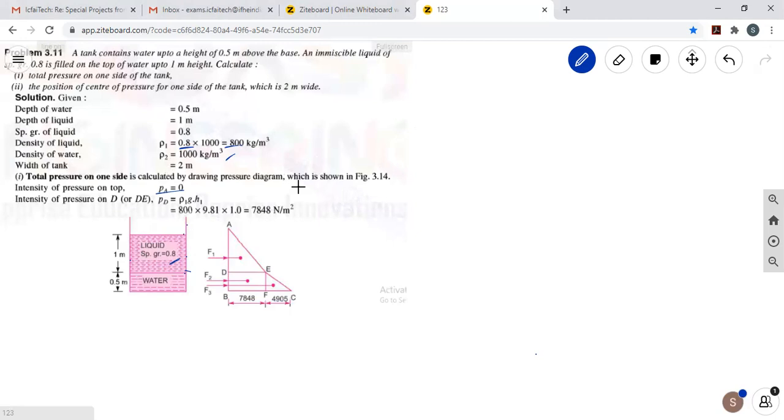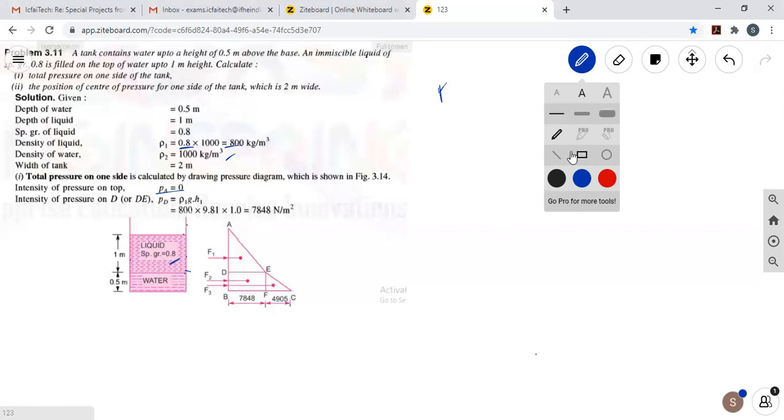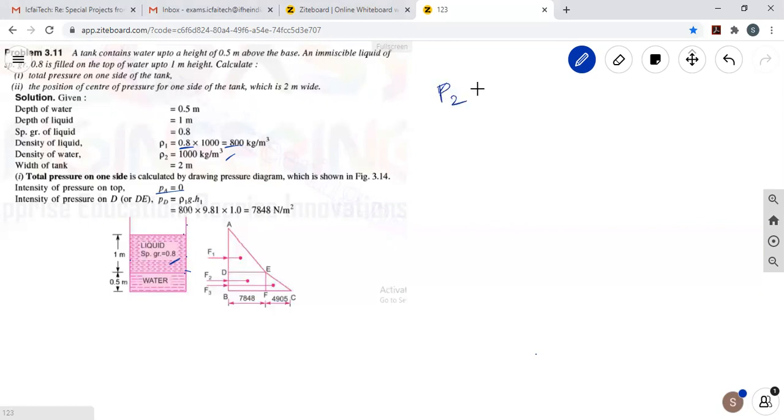Now I want to calculate the pressure acting at B, because the next step is B only. First I am writing the pressure acting, this I am writing as P2. Let it be P1, and P2. Coming to P2, how can I write P2? It is rho g H1 of the liquid of 0.8 specific gravity, plus the water pressure also acting, rho g H of water.